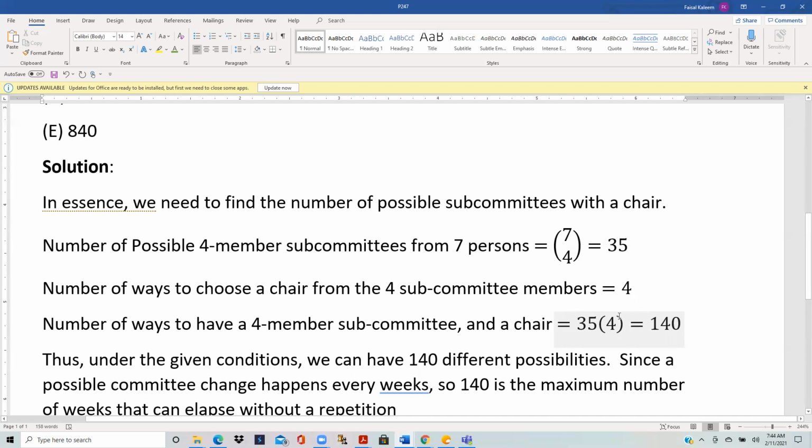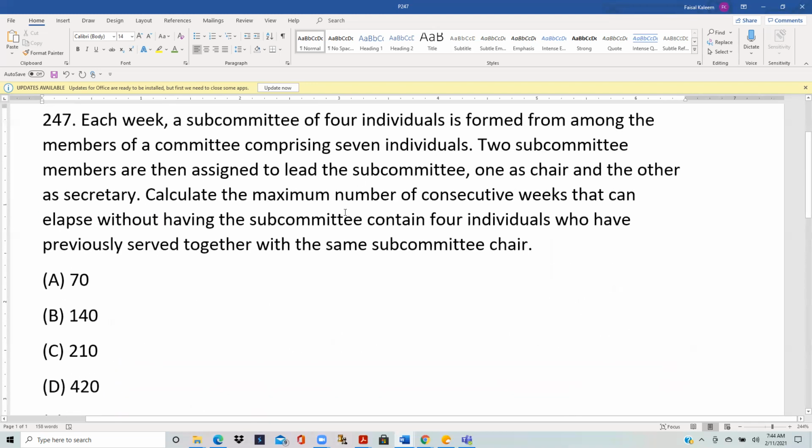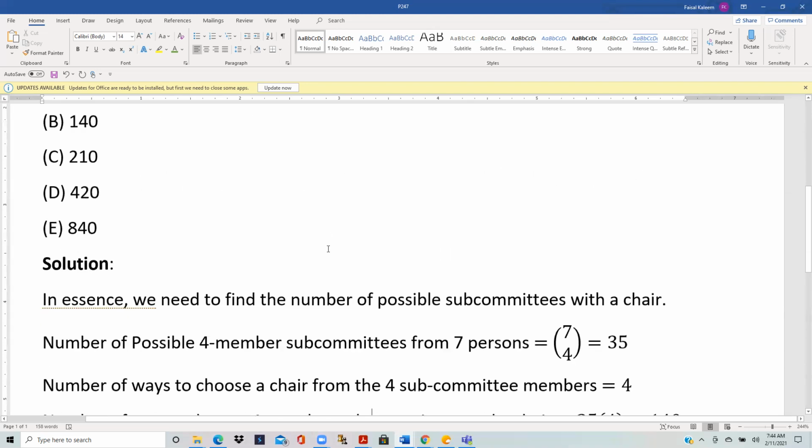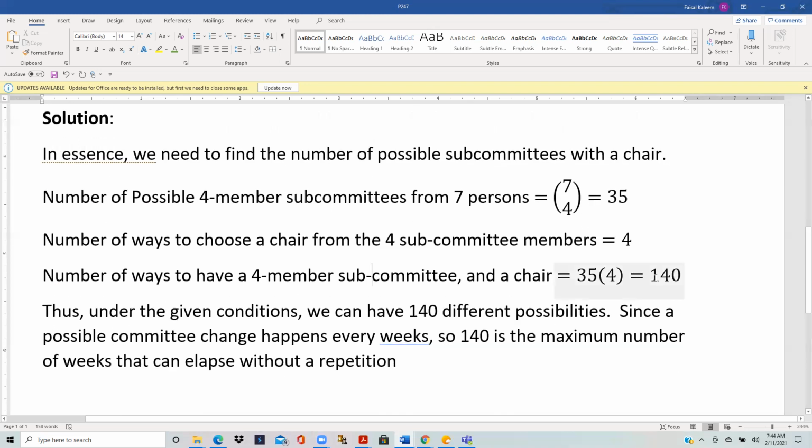And now, since we are to find the maximum number of consecutive weeks that can elapse without a repetition occurring, which means without having the same 4 members and the same chair. Since there are only 140 possible different subcommittees that can be formed under the given conditions, and a possible change happens every week.